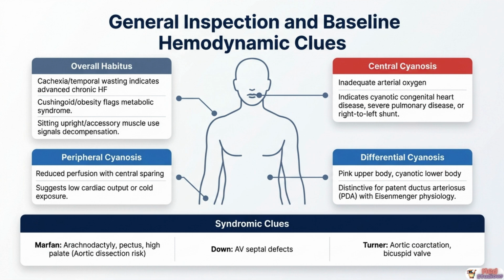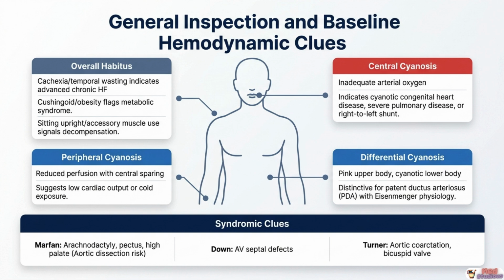Cyanosis adds another layer of information. Central cyanosis, seen at the lips and tongue, reflects inadequate arterial oxygenation itself, pointing towards cyanotic congenital heart disease, severe pulmonary disease, or a right-to-left shunt. Peripheral cyanosis, confined to the extremities while central mucosa stays pink, suggests reduced peripheral perfusion from low cardiac output or simple cold exposure. And differential cyanosis, a pink upper body paired with a cyanotic lower body, is a distinctive marker of a patent ductus arteriosus with reversed Eisenmenger physiology.